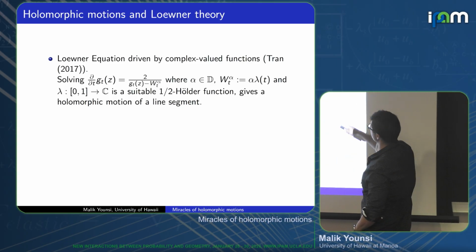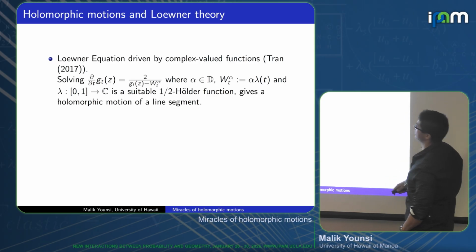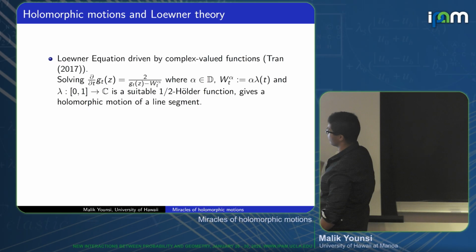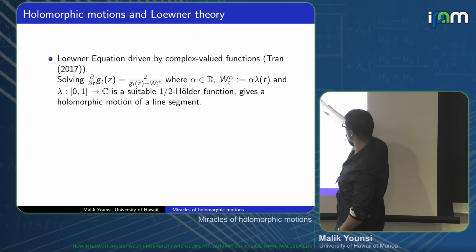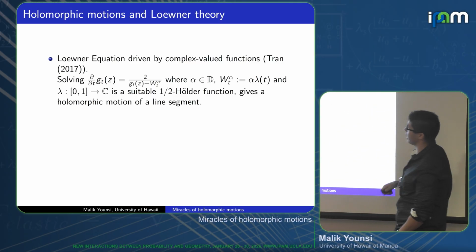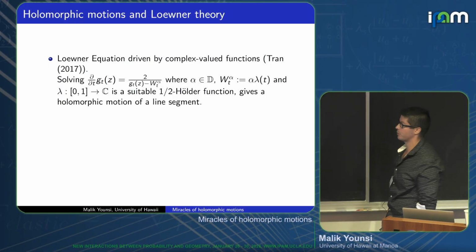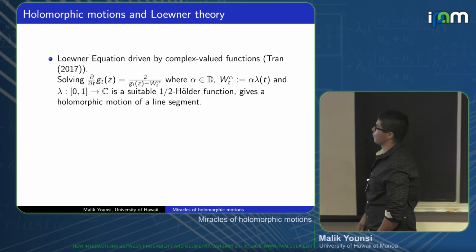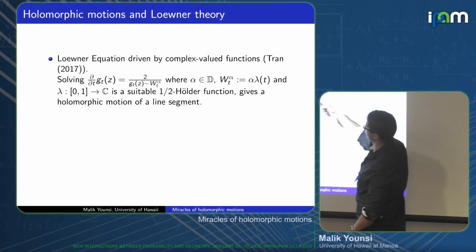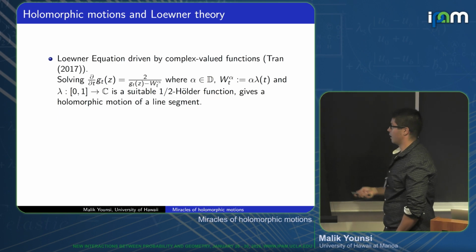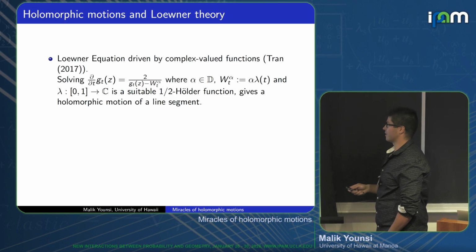So the idea is to start with a suitable 1/2 Holder function, so that we know that if we solve the Loewner equation, we get a quasi-arc. And then to multiply this by some parameter lambda and see how the solution changes in terms of this complex parameter lambda. And then what Tran showed is that you get a holomorphic motion out of this, holomorphic motion of a line segment. Okay?